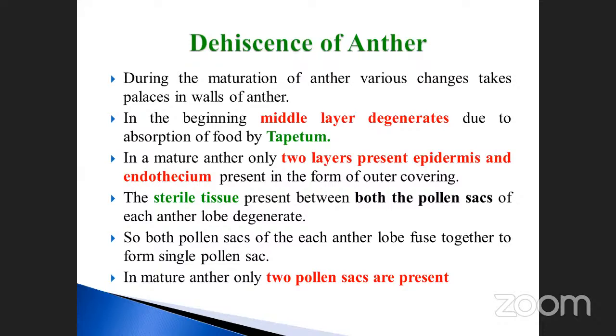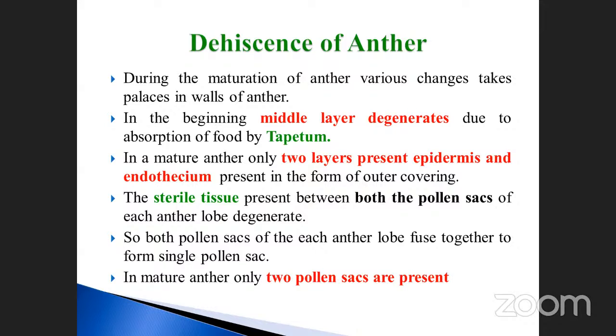During maturation of the anther, various changes take place in the wall of the anther. Already you know about these. The middle layer is completely degenerated. In the beginning, the middle layer degenerates due to the absorption of food by the tapetum. So what layers are present in a dehiscent anther? In a mature anther, only two layers are present, epidermis and endothecium, in the form of an outer covering. These two layers only are present in the mature anther.